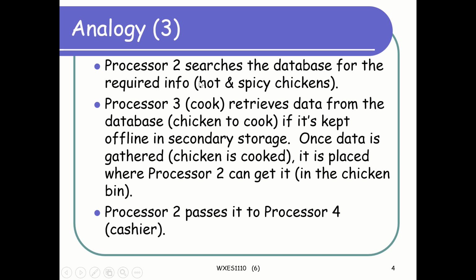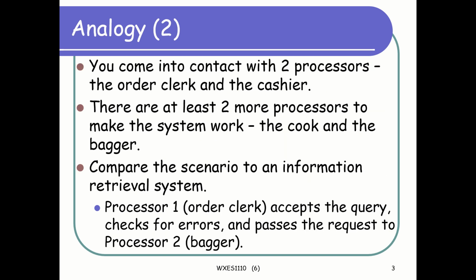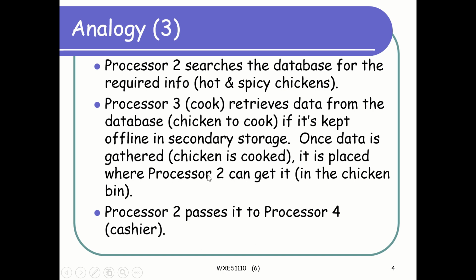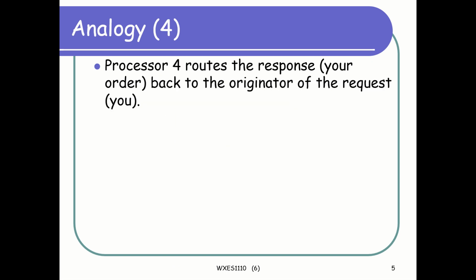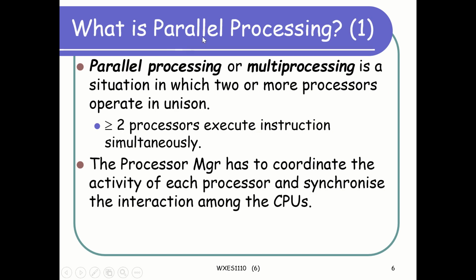Once the data is gathered and the chicken is cooked, it is placed where processor 2 can get it. Remember, processor 2 searches the database, and it's placed where processor 2 can get it, in the chicken bin. When the cook is done cooking the chicken or burger, they pass it to the bagger, and processor 2 passes it to processor 4, the cashier, and the cashier delivers your order. So processor 4 routes the response, your order, back to the originator of the request, which is you. And before you go, you always check whether your order is correct, or something's missing, or something extra they give you.